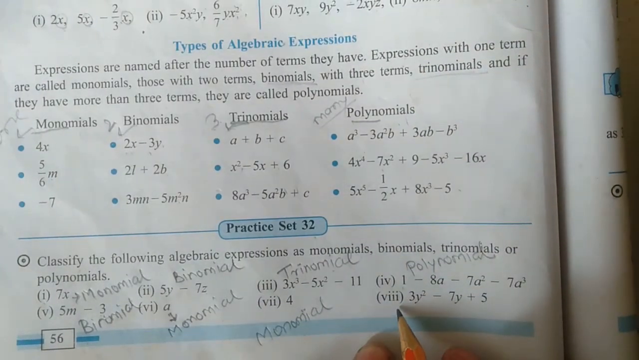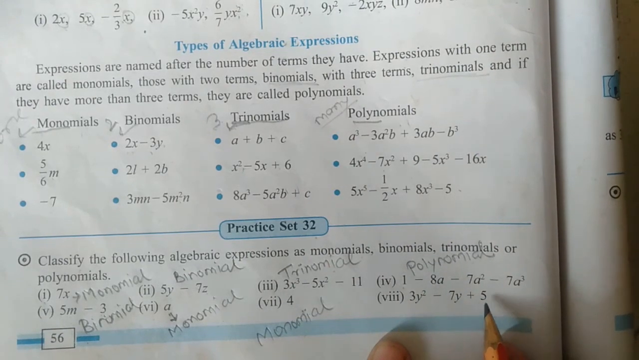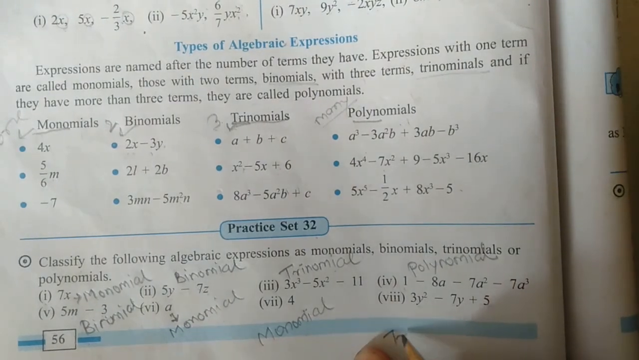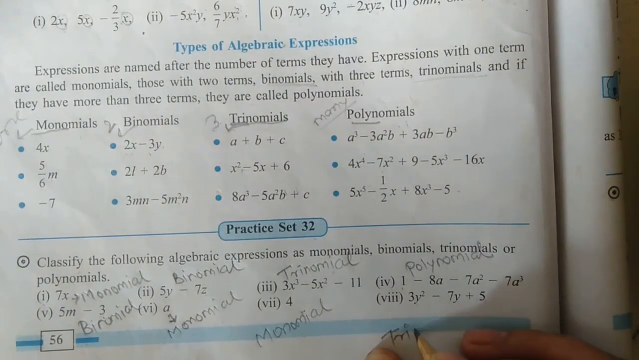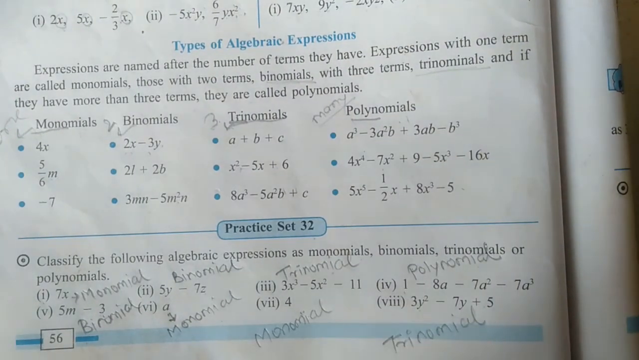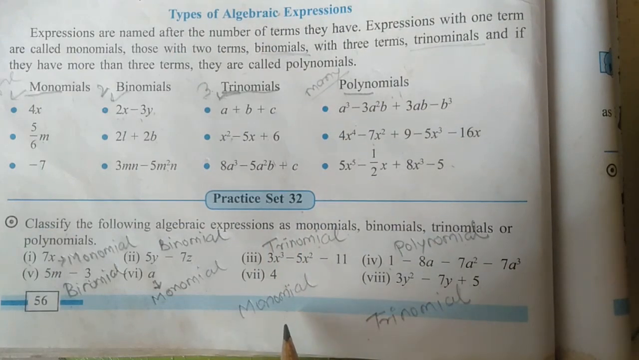Now the eighth question, 3y² − 7y + 5. It consists of three terms, so it is a trinomial. Very simple. So here practice set 32 is over. So I will stop here. Thank you.